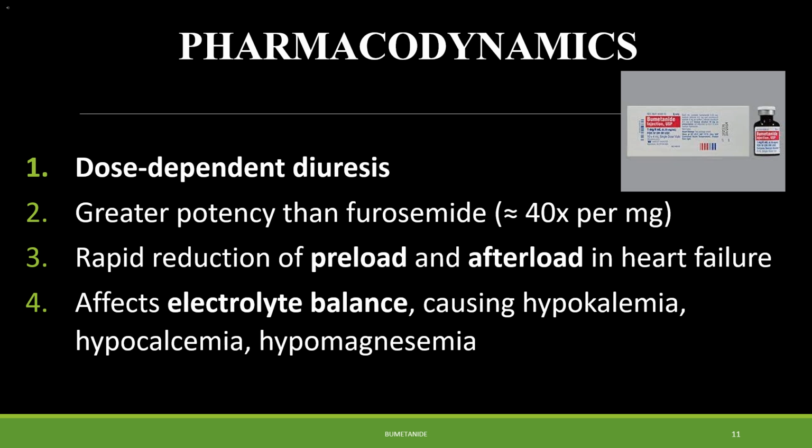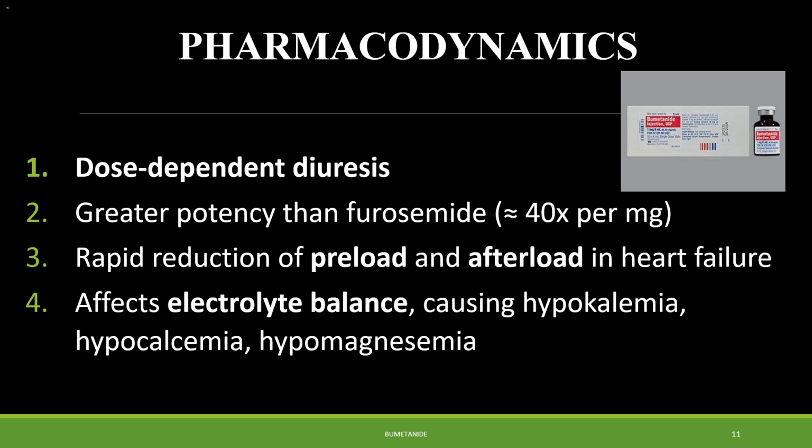Pharmacodynamics of bumetanide. 1. Dose-dependent diuresis. Bumetanide's diuretic effect depends on the dose given. 2. Greater potency than furosemide. Approximately equals 40x per milligram. Bumetanide is much stronger than furosemide per milligram.